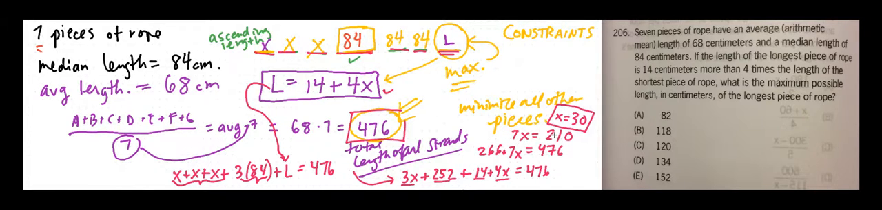What they're asking here, if you look at the question, is the maximum possible length of the longest piece. So if x is 30, the longest piece is governed by this: 14 plus 4 times 30. 4 times 30 is 120, plus 14, 134. Which is here, answer D.